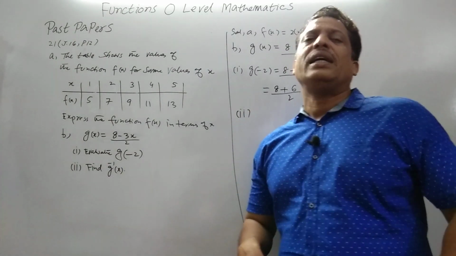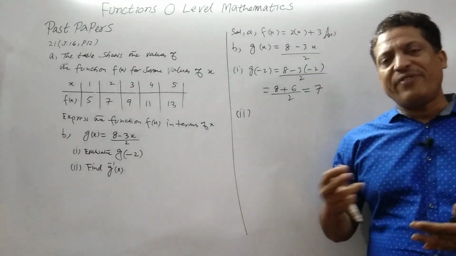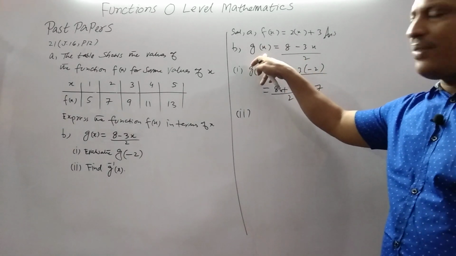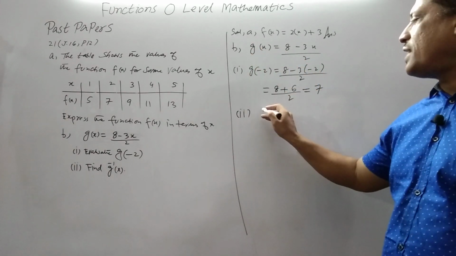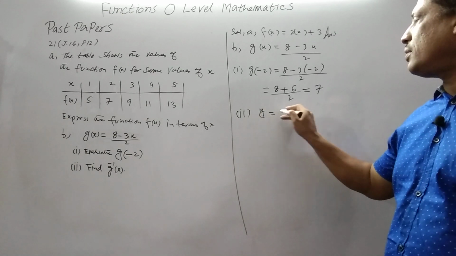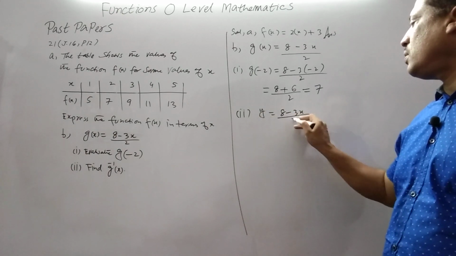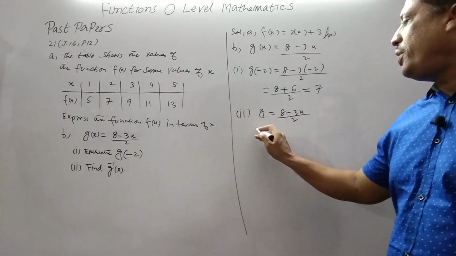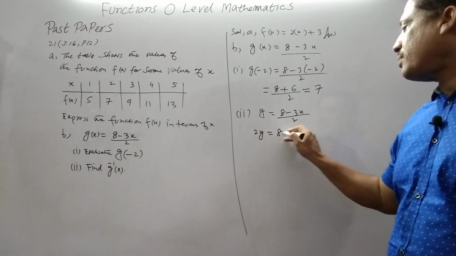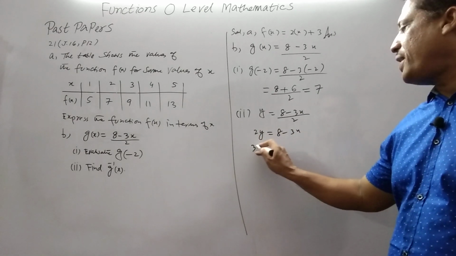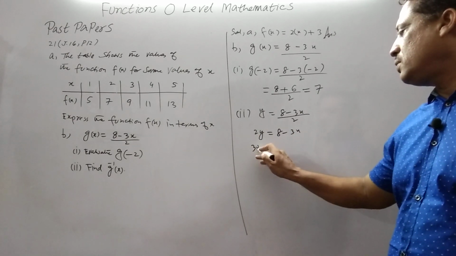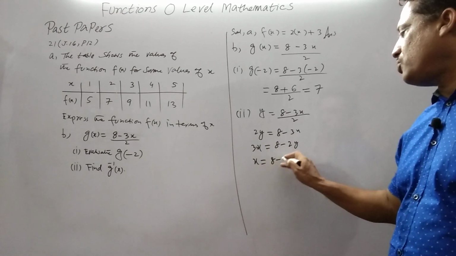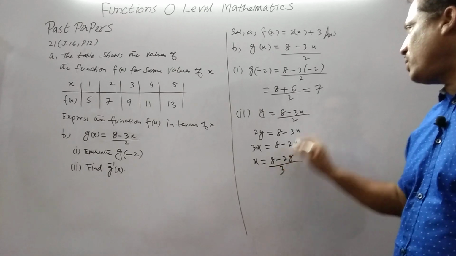And part 2 is find g inverse x. Again I am saying there is no difference between f inverse x or g inverse x. All steps are the same. What is the first step? The first step is to replace g(x) by y. Next step is make x the subject of the given formula. 2 into y, 2y equals 8 minus 3x. Move this 3x, it becomes plus 3x, so 3x equals 8 minus 2y, then x is equal to (8 minus 2y) upon 3.